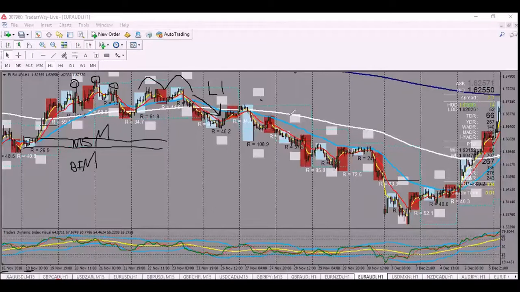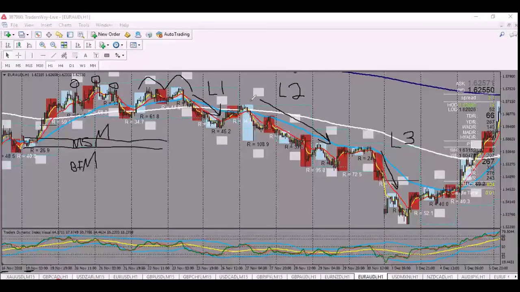This right here is level 2 of drop. And notice that at each of these levels, how price perfectly rejects off of the moving averages, which we're going to get into right after we're done with the cycles. Okay? And then we have our level 3 drop.